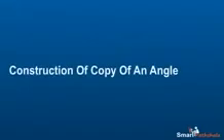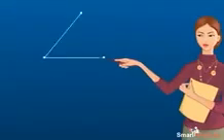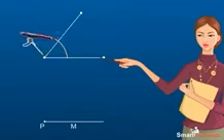Let us now learn to draw a copy of an angle. Step 1. We are given an angle of certain measure. To draw its copy, we first draw a line M and choose a point P on it. Step 2. Now place the compass's end at the vertex of the given angle and draw an arc, cutting both the rays at A and B respectively.